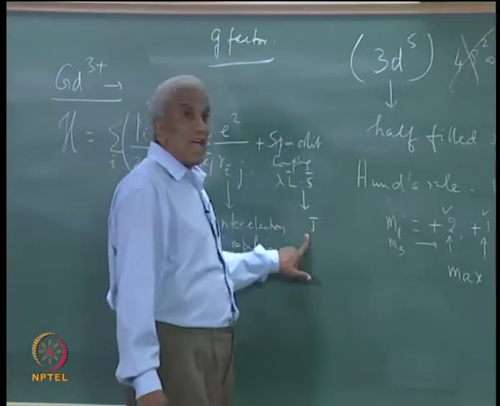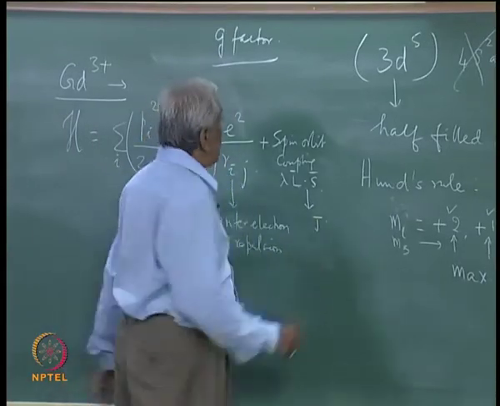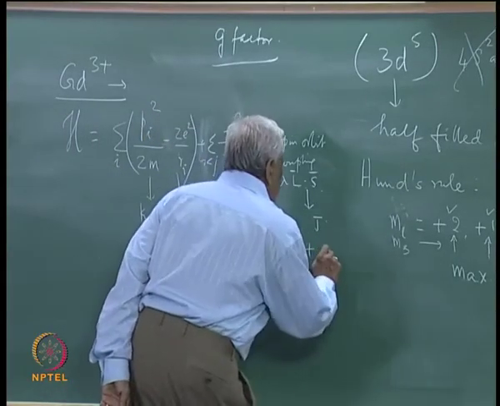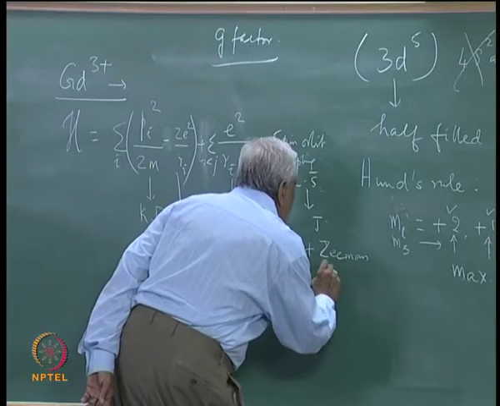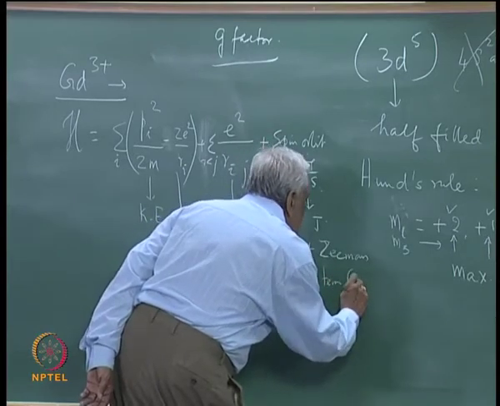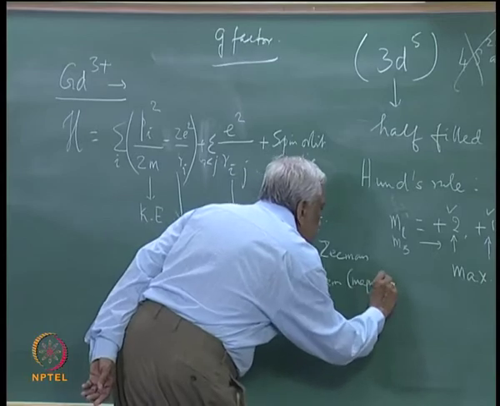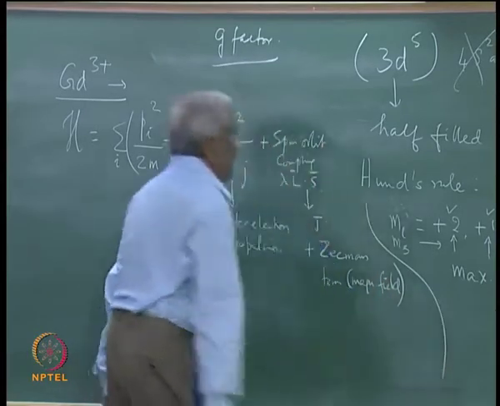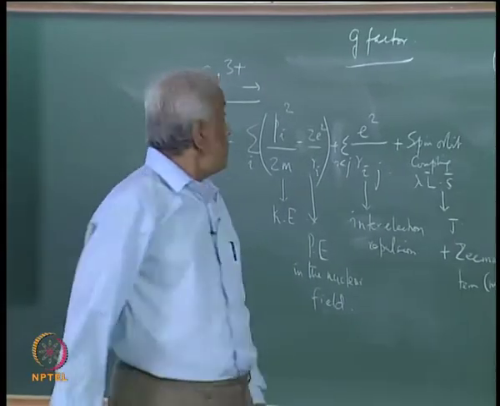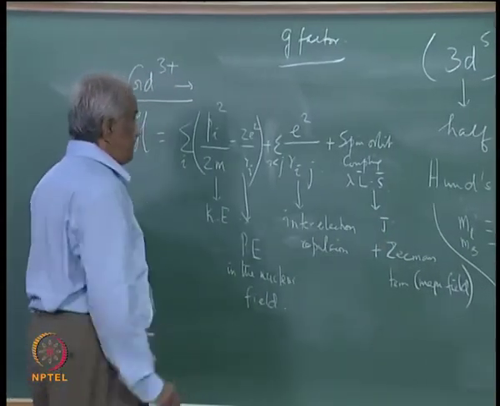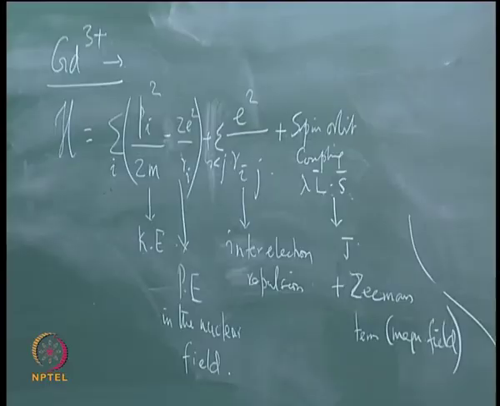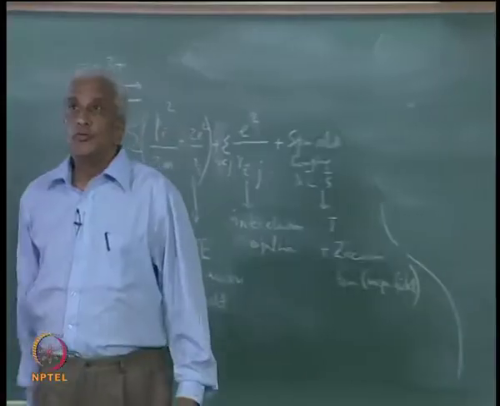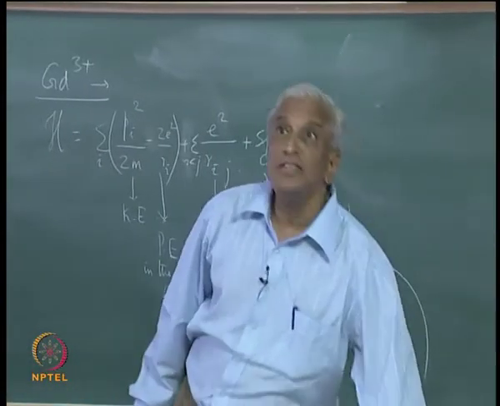It is this angular momentum which interacts with an applied magnetic field, the Zeeman term, due to a magnetic field. In order to find this, we have applied the Hund's rules, and now we can proceed to find the G factor. So, how do we go about doing this?